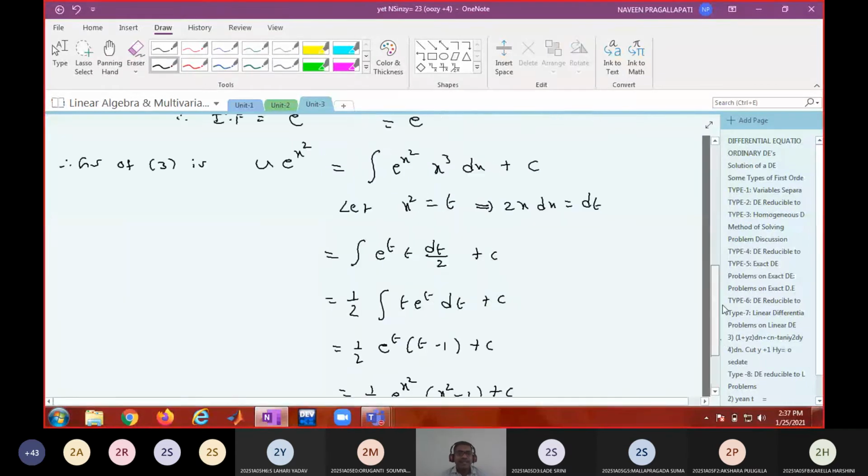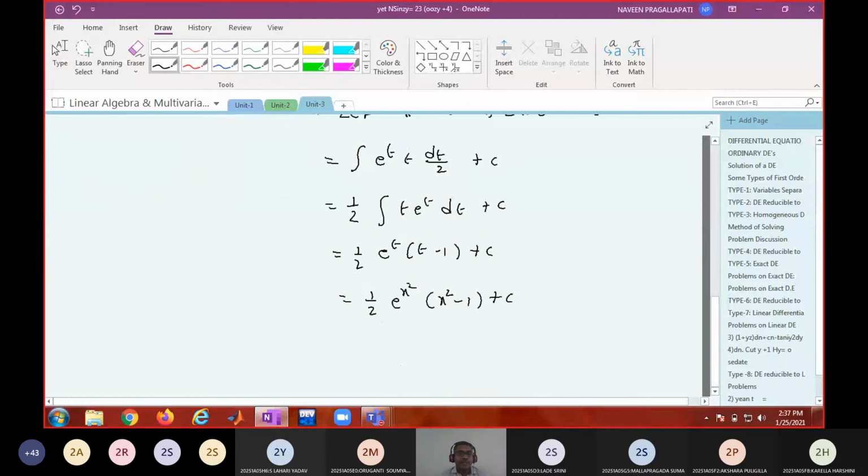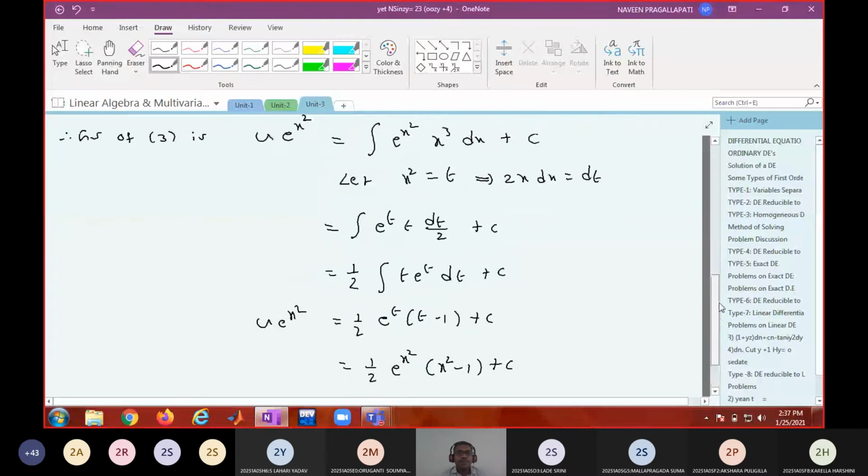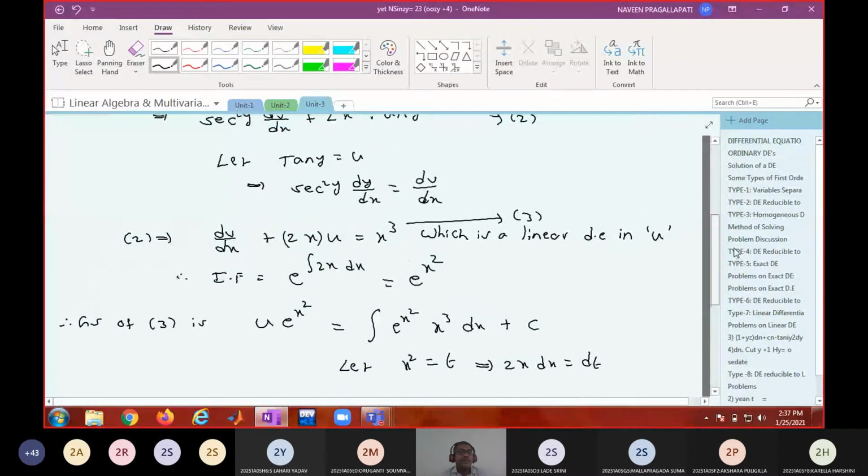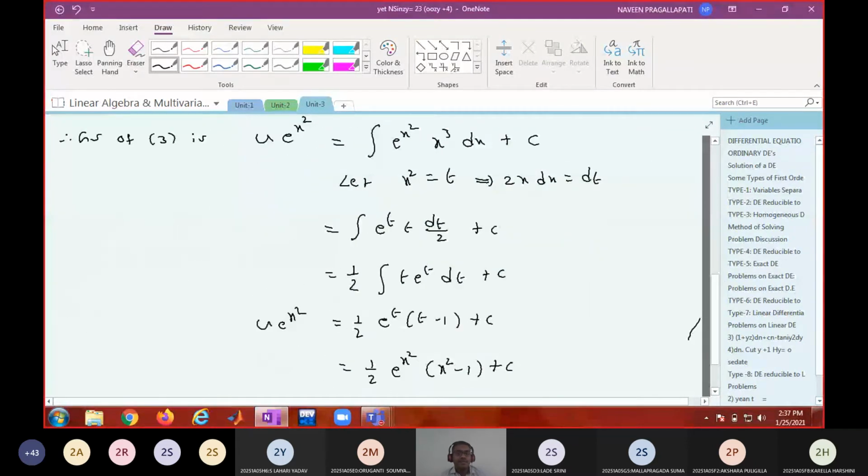So what is the left hand side? U into e power x square. But what is u? U is tan y. Therefore, tan y into e power x square is equal to 1 by 2 e power x square into x square minus 1 plus c.